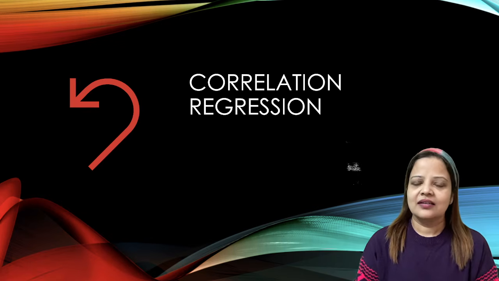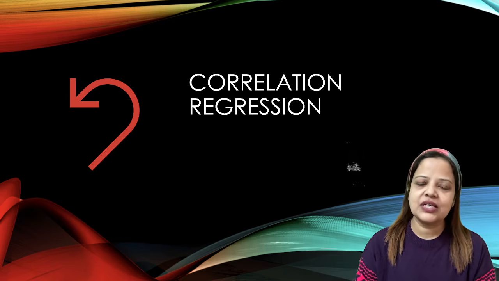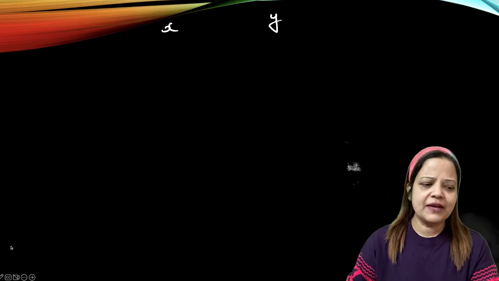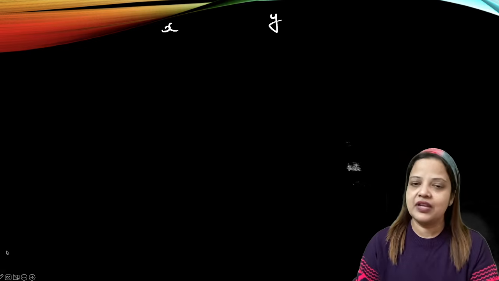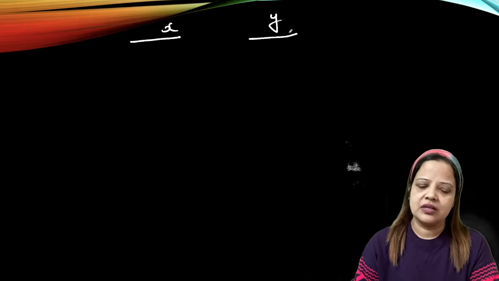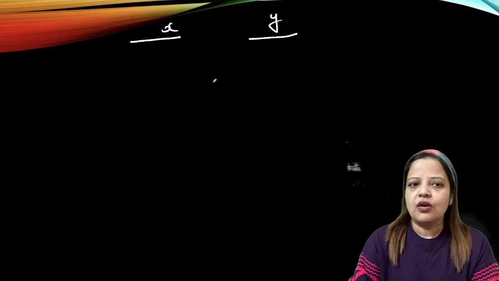Hello everyone. In this video, I'll tell you what is correlation and regression, what is the difference between correlation and regression, and what is the Karl Pearson correlation coefficient. Suppose we have two variables, variable x and variable y. We want to know which variable is dependent and which variable is independent. So basically, we want to find out which one of these is the cause and which is the effect.